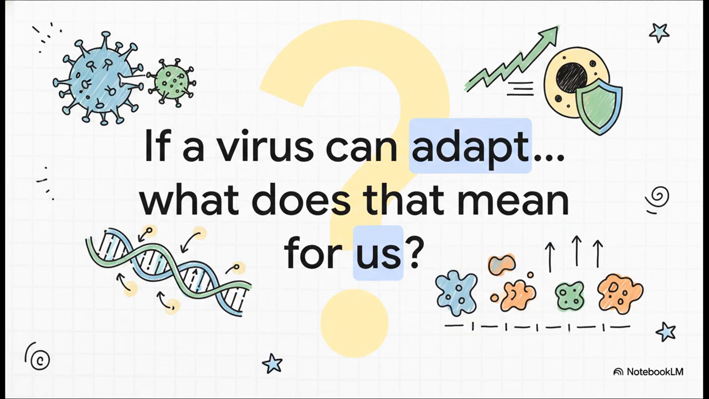Which leaves us with a really critical question. We've seen how a retrovirus can completely change its identity just to survive. So, in a world where our microscopic adversaries are constantly evolving, what does that mean for us? How do we keep up?